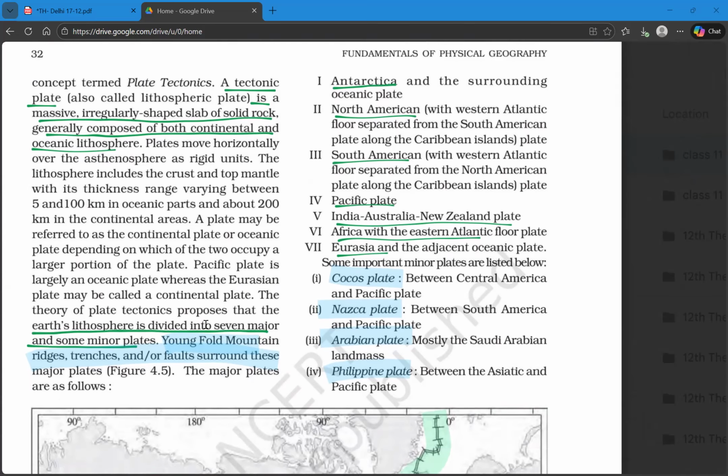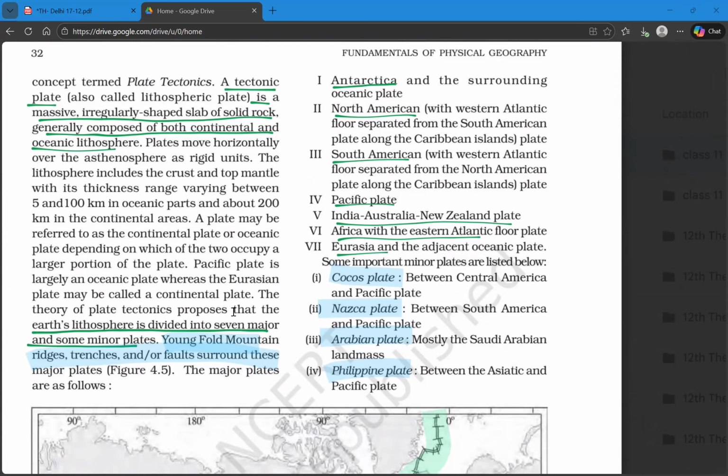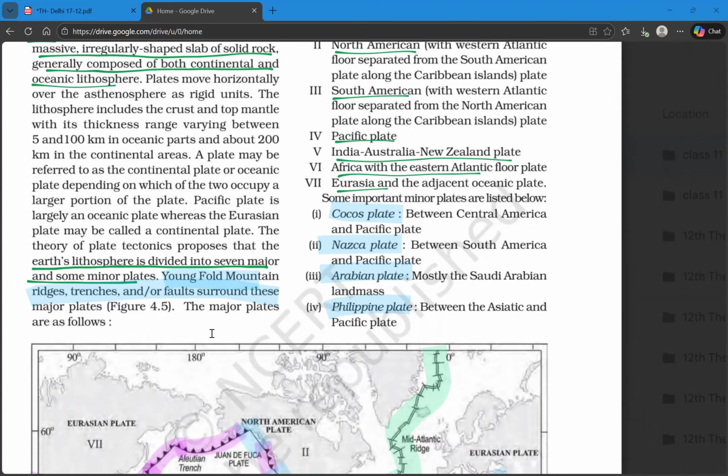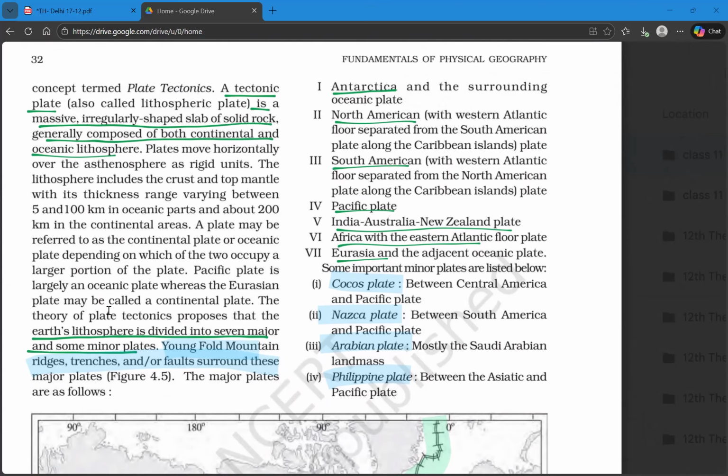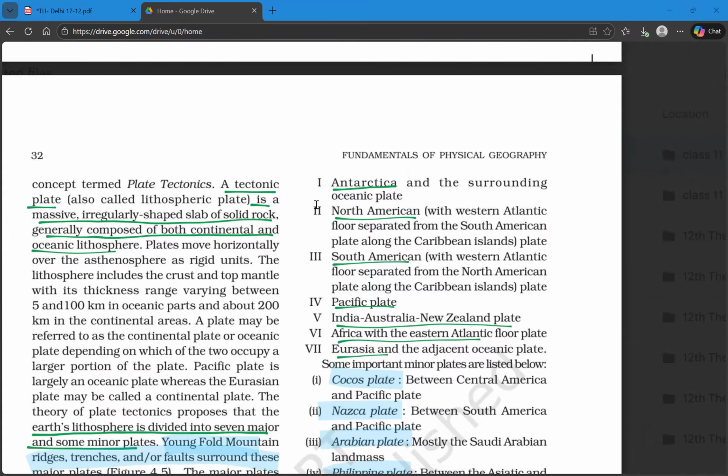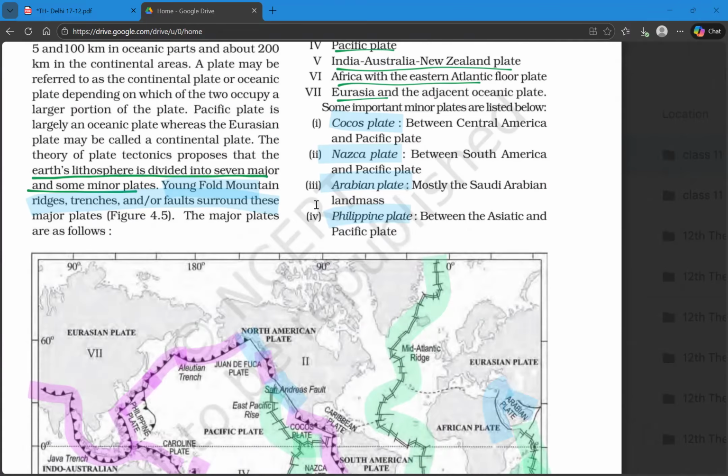The theory of plate tectonics proposes that Earth's lithosphere is divided into 7 major and some minor plates. Young fold mountains, ridges, trenches, and faults surround these major plates. We'll see what the major plates are. So first, how many major plates did the plate tectonic theory propose? 7. In that, the first one is Antarctica.